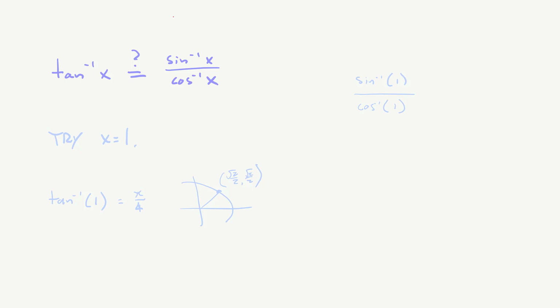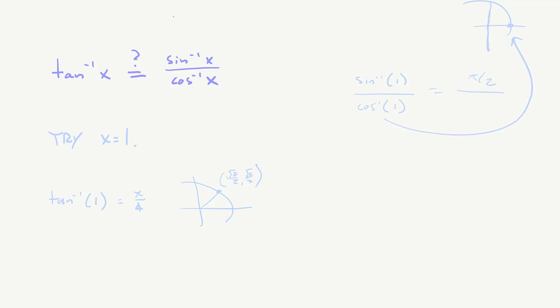So when you plug in 1 to sine inverse and cosine inverse, let's do sine inverse first, you're asking what angle measure produces a value of 1, that's between negative pi over 2 and pi over 2 for sine inverse, on the unit circle. It's got to be a y coordinate. Well, pi over 2 does that. That's not pi over 4, but that's fine. We're going to divide this by something. So let's look at the cosine inverse.